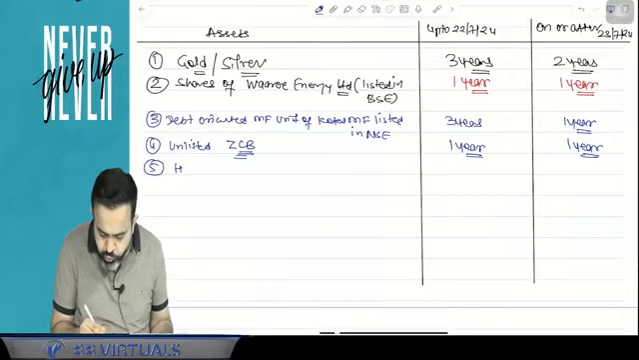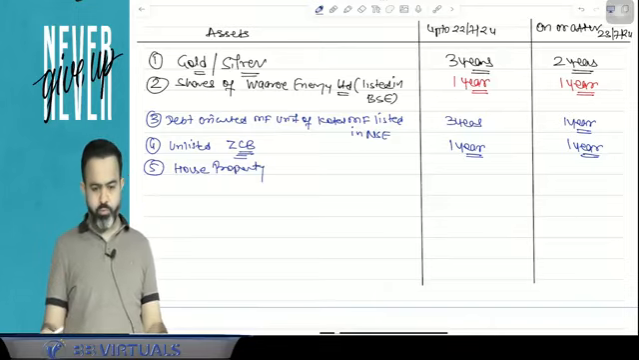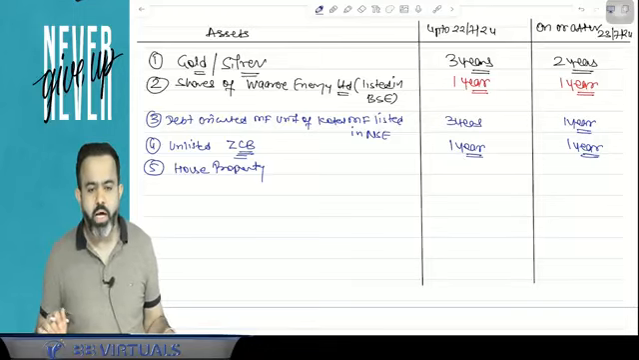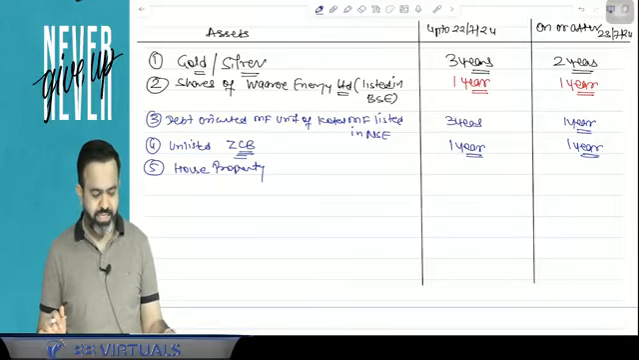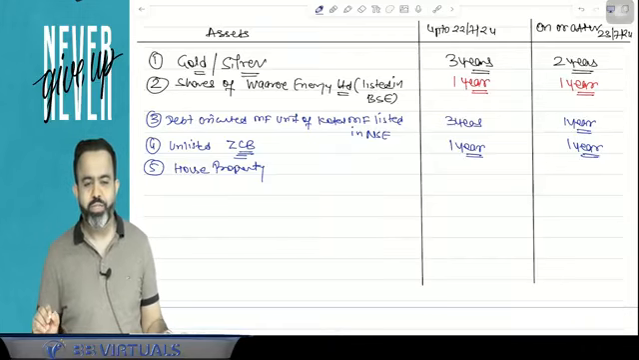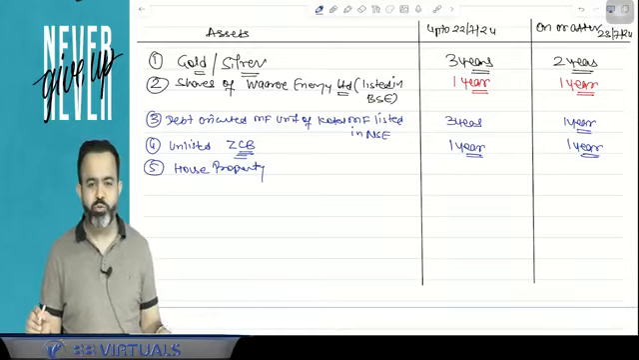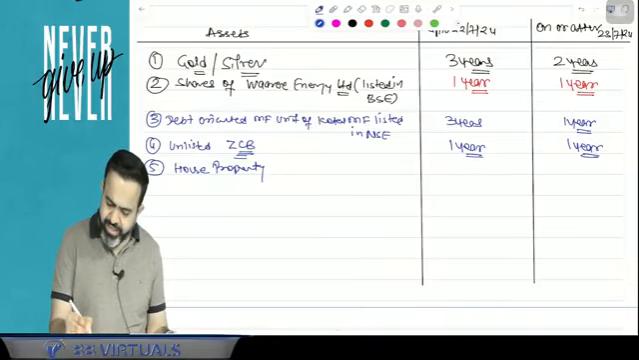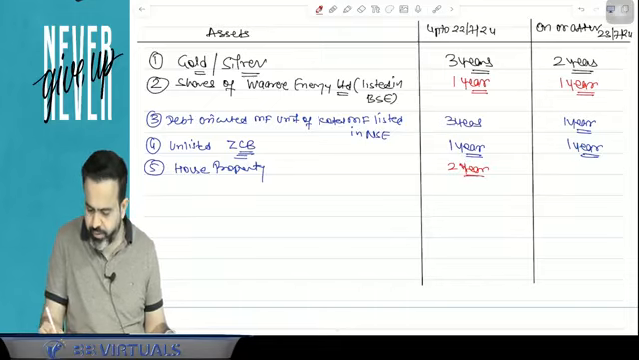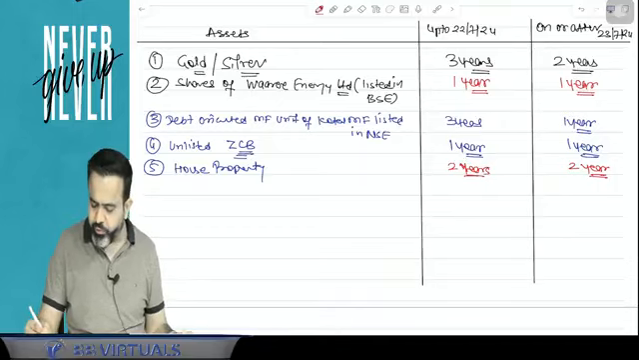Now point number 5 is house property. Suppose you are having any house property, then what is the period of holding for house property? House property, immovable property. Tell me. So in case of house property guys, earlier also the immovable property period of holding was 2 years, and now also it is 2 years. So period of holding is 2 years.